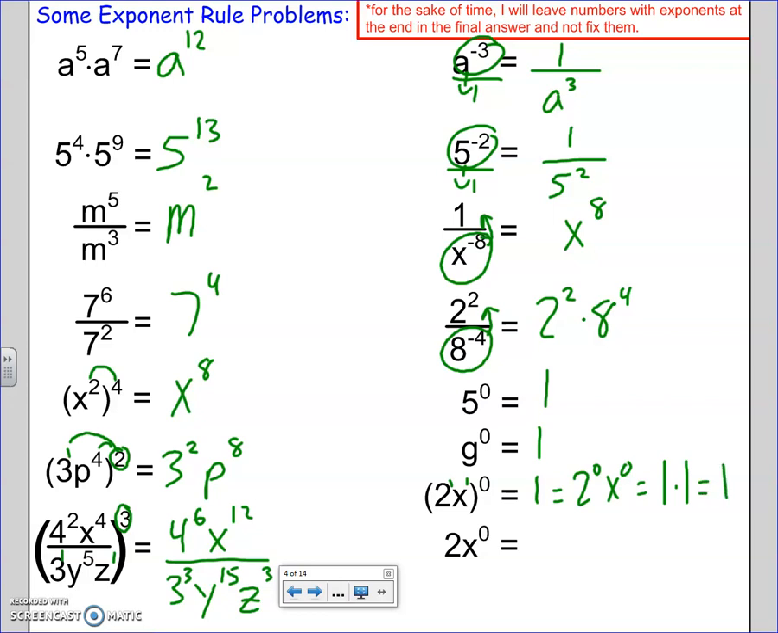This last one, a lot of kids get confused. That 0 does not go to the 2. This is really 2 times x to the 0 power. So that's 2 times x to the 0 is 1, 2 times 1 is 2. So make sure if there's parentheses, that whole thing is to 0 power, that's all 1. But if a 0 is just next to a single letter or a single number, only turn that to 1.